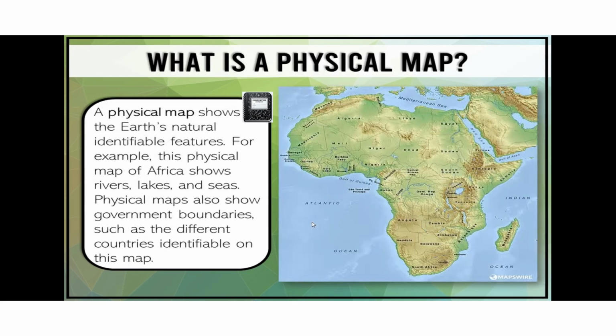A physical map shows Earth's natural identifiable features. So if you look at the map on the right, you're able to see different mountains. You're able to see waterways. This physical map of Africa shows rivers, lakes, and seas. Physical maps also show government boundaries, like the different countries identifiable on this map. So this is a physical map. Remember, it shows the Earth's natural identifiable features.